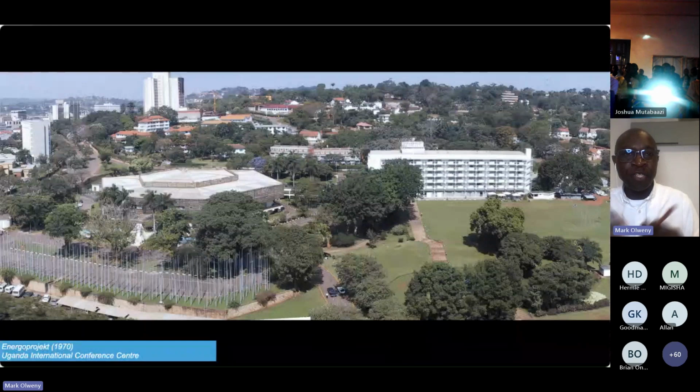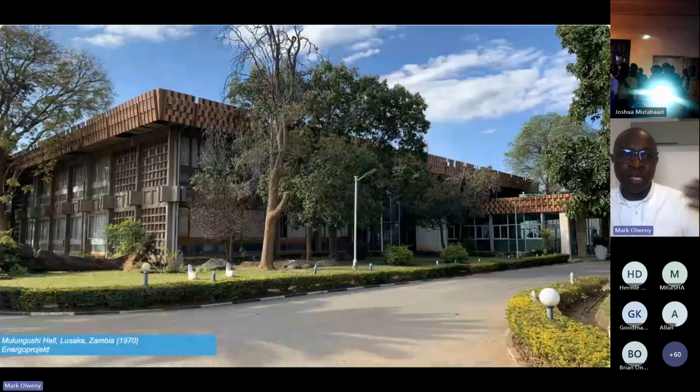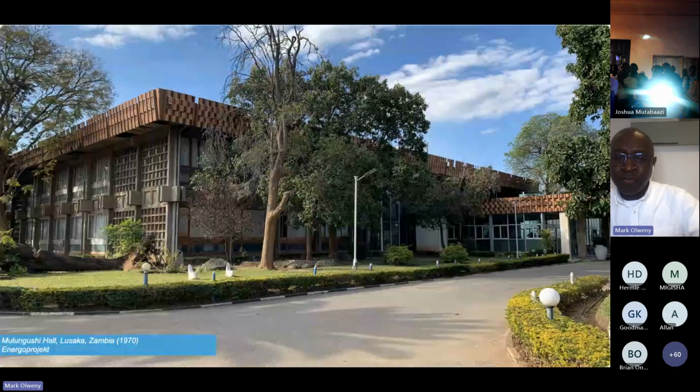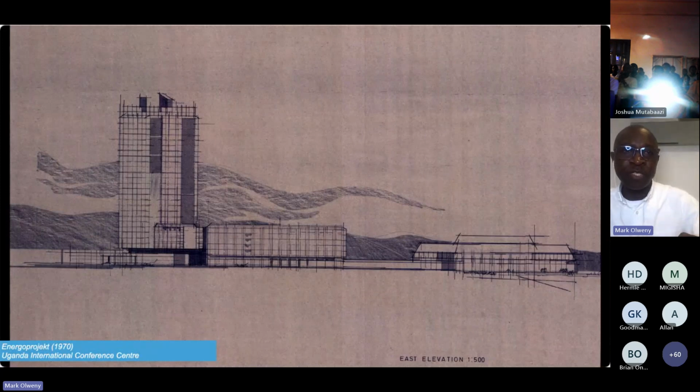It's information that unfortunately is not in the public domain, and it requires a lot of effort to get to it. But some of the things are intriguing nevertheless. The relationship between Muwanguzi Hall in Lusaka, Zambia, built in 1970 as well. And then looking closely to see what was proposed versus what was built. This is an elevation that erroneously says east elevation, but it's actually the west elevation.